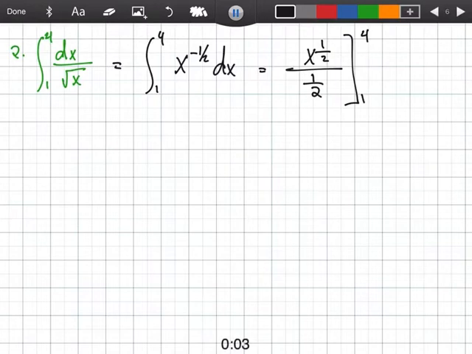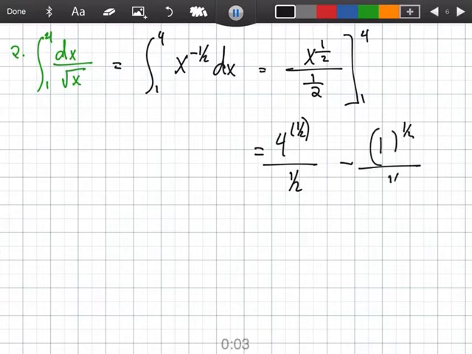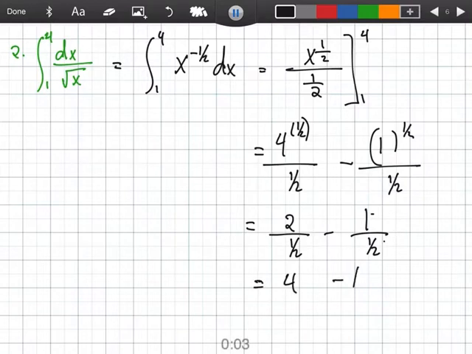From 1 to 4. So, x raised to 1/2 over 1/2, 4 raised to 1/2 over 1/2 minus 1 raised to 1/2 over 1/2, that is 4 raised to 1/2. That is square root of 4. Square root of 4 is 2. 2 over 1/2 minus 1 over 1/2. So, this is 4 minus 1. This is 3.